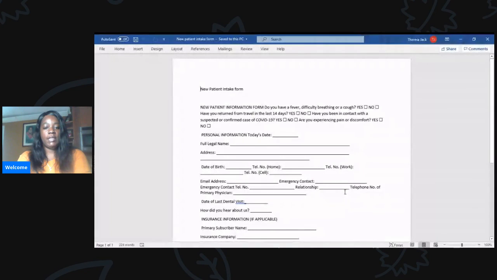So, new patient intake form. The first thing you're gonna see with this particular form, again, I customized this form, so I added a few questions. Have you had a fever or difficult breathing or a cough? Of course, we're in the era of COVID-19 right now. So you may want to just ask your patients a few questions just to get the preliminaries out of the way. So do you have a fever, difficult breathing, or coughing? That's a yes or no.